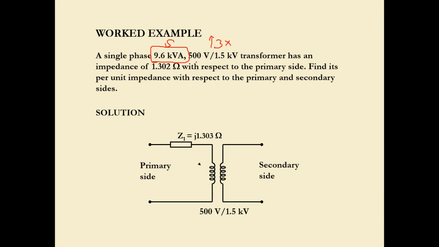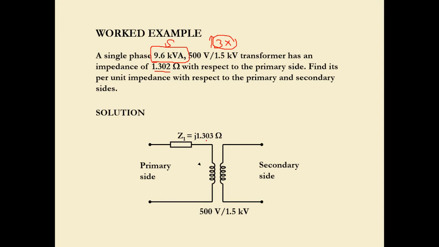So 500 volt to 1.5 kV or 1500 volt. That means the transformer is stepping up the voltage by 3 times. The transformer has an impedance of 1.302 ohm with respect to the primary side. Find its per unit impedance with respect to the primary and secondary side. So we have Z1 over here.